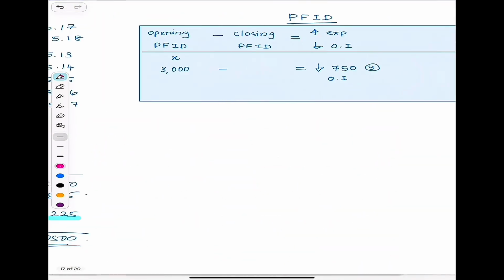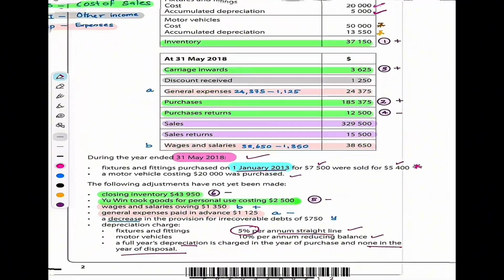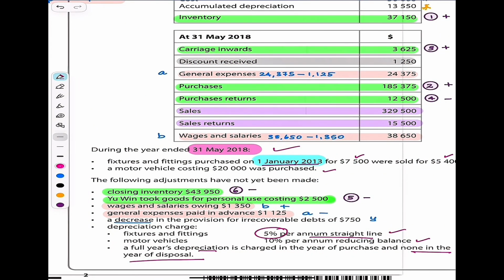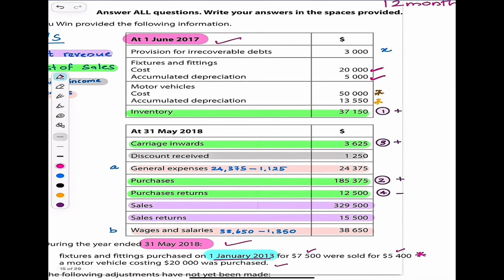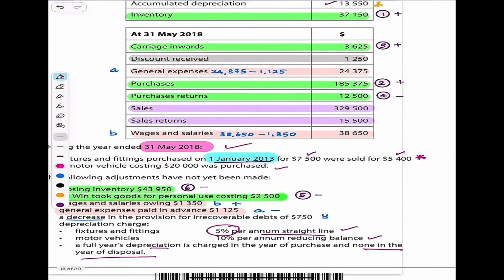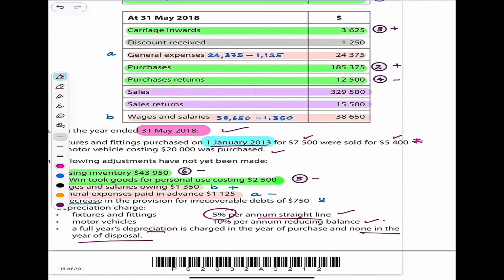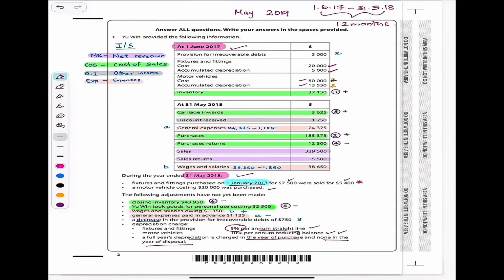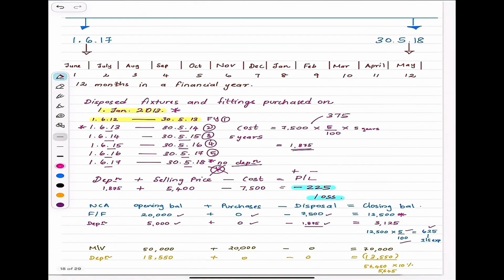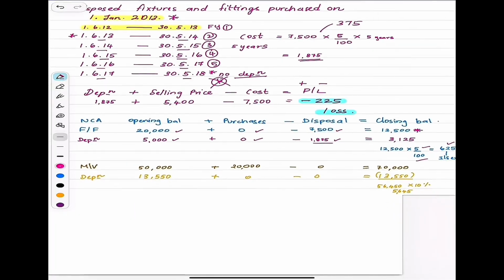Now, let's move to the next adjustment, which is a motor vehicle costing 20,000 was purchased. You have motor vehicle at cost 50,000 and then accumulated depreciation 13,550, and the depreciation method is 10% reducing line method, and it states that a full year's depreciation should be provided if any non-current asset is purchased during the financial year. So let's plug in the values to the formula which I had given before.